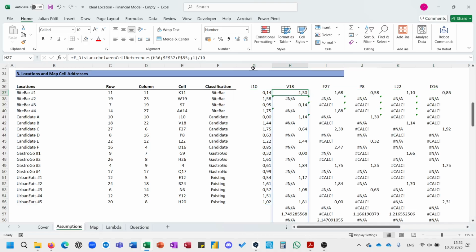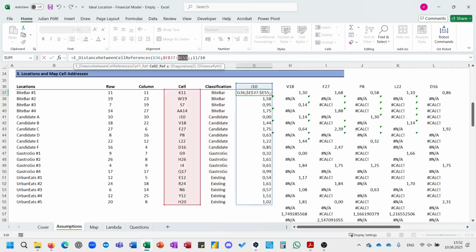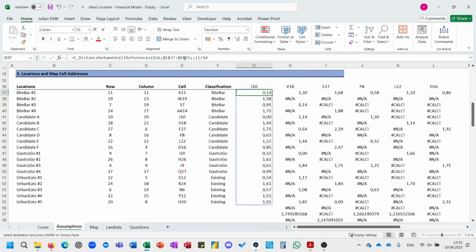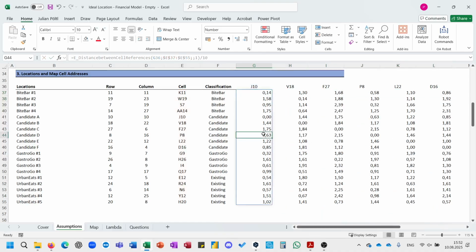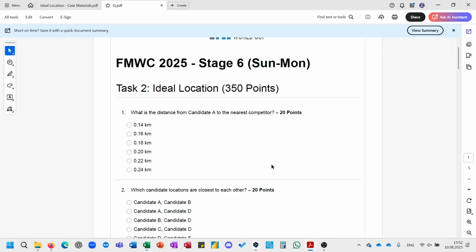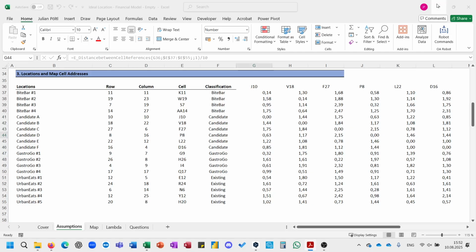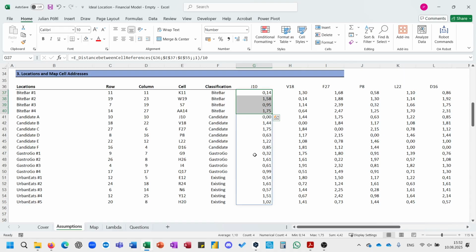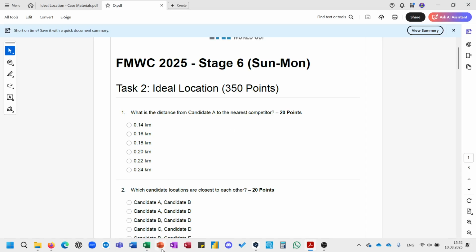Here we go. The question was candidate A to nearest competitor. This is A, and the nearest competitor is 0.14. So this is then answer A.